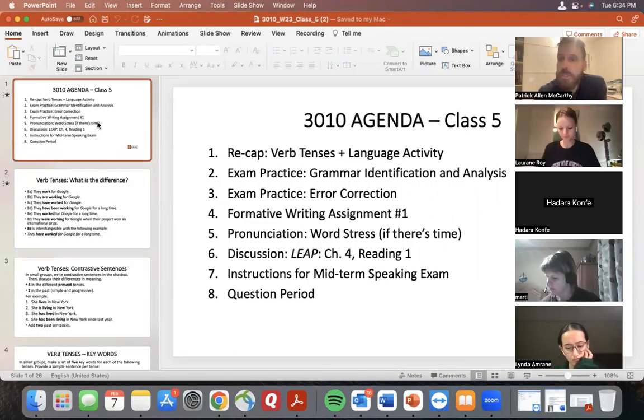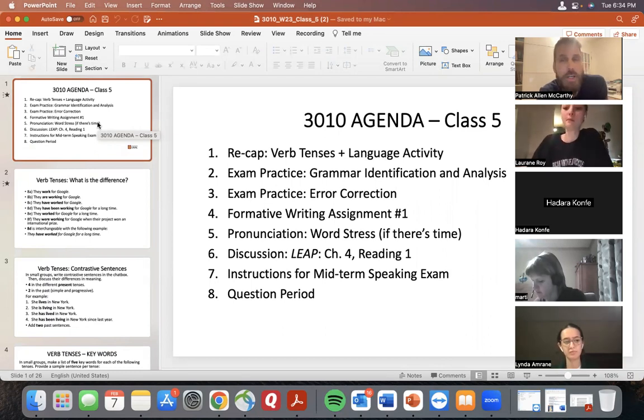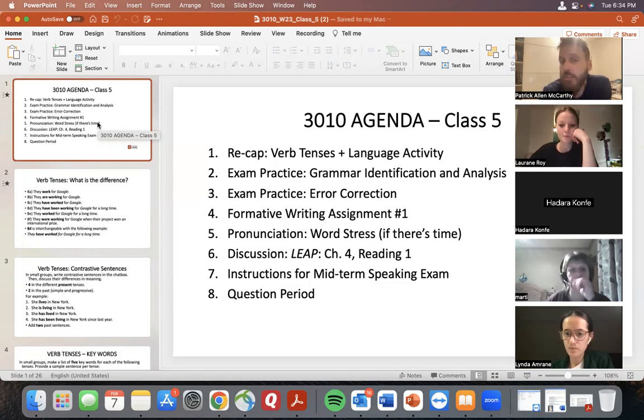Okay, so recap. The agenda for this class 5: we're going to look at the verb tenses again. It's just to get it in your head, so take notes, because I'm going to try to explain as much as I can. Keywords and context. Please take notes, don't let your brain think it will remember. It won't. Exam practice: grammar identification and analysis, and error correction. These are two parts of your midterm exam, so I thought tonight we could practice them to get you even more prepared.